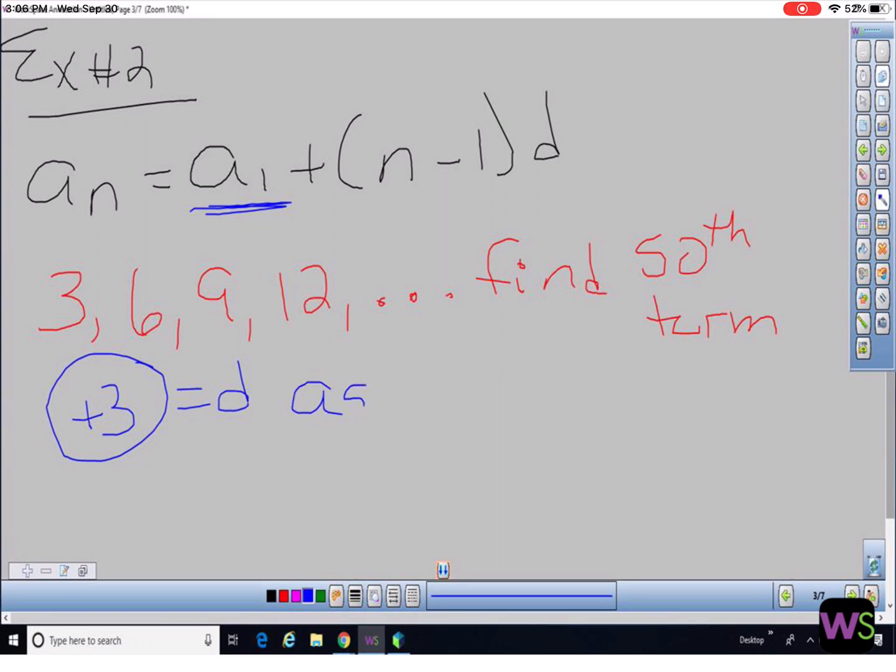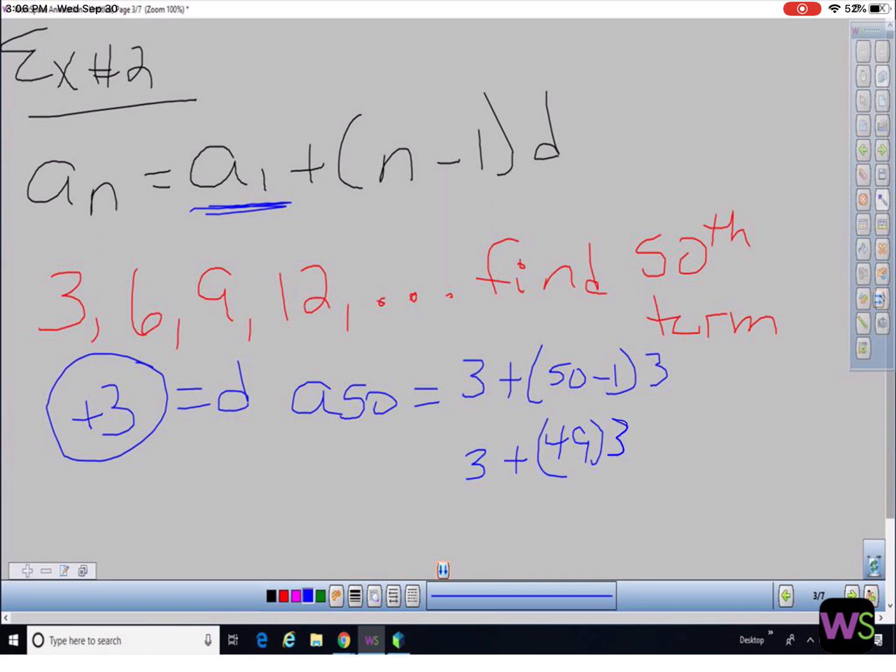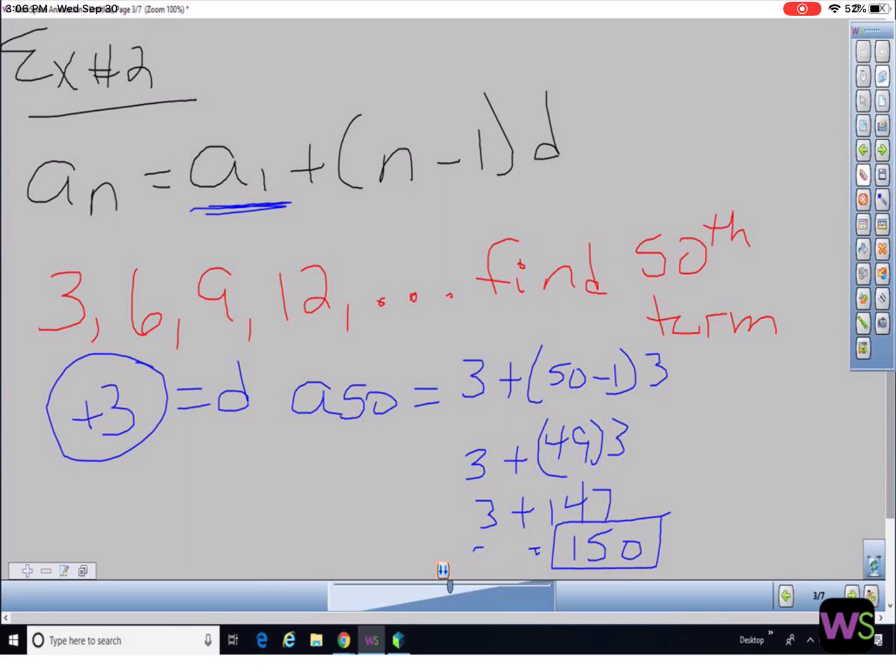A of 50, because it's the 50th term we're looking for, is equal to 3 plus 50 minus 1 times my difference, which is 3. So then I would just solve that out. Basically I have 3 plus 49 times 3. 49 times 3 is going to be 147, plus the 3 should be 150. So the 50th term, A of 50, is going to equal 150.